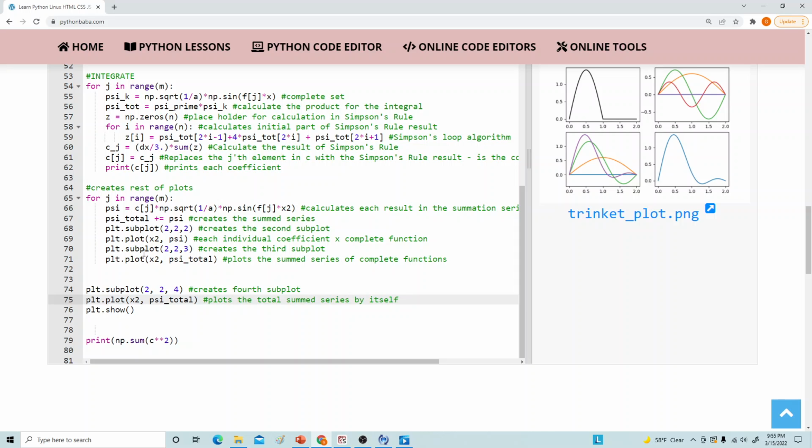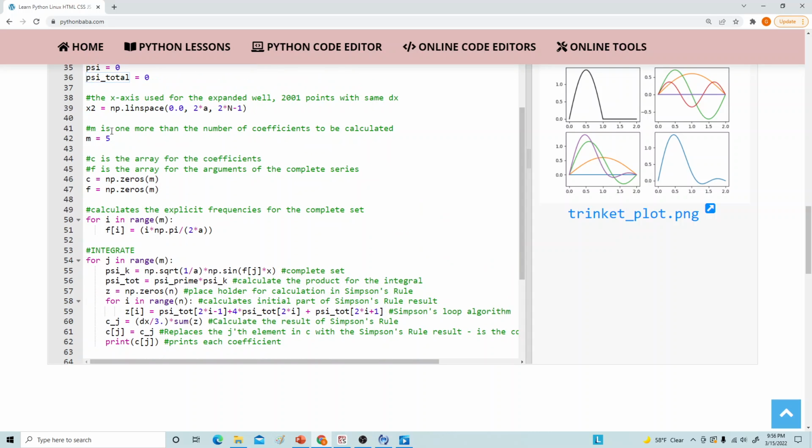Because this line of code is in a loop, it plots each individual psi total as it's calculated. So after the j equals 1 calculation, all you would see is the yellow line, or the one yellow hump here. After the j equals 2, we would see the yellow line and the green added together here.